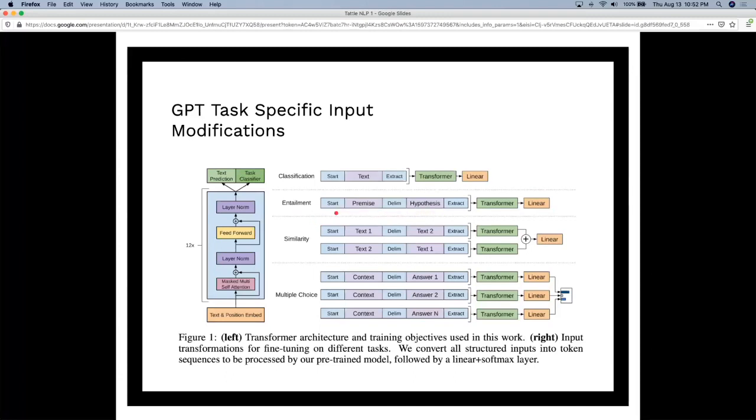Similarly, entailment is whether the hypothesis follows the premise or not. For similarity, because there is no order in the task, text 1 can be similar to 2 or 2 can be similar to 1. They pass both of them, and then the outputs of the final transformer layers for both are added and passed to the linear layer to predict whether it is similar or not. So yes or no is the answer here. Similarly, there is the multiple choice question. So they change the input to do a specific task via language modeling. This is another engineering hack they use in order to make a language model work on your task.